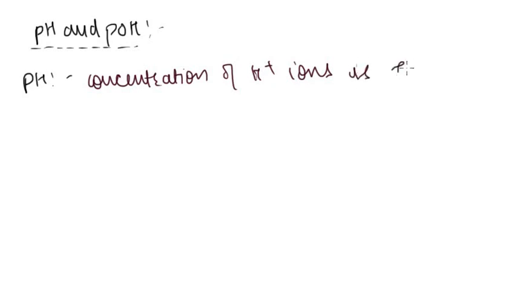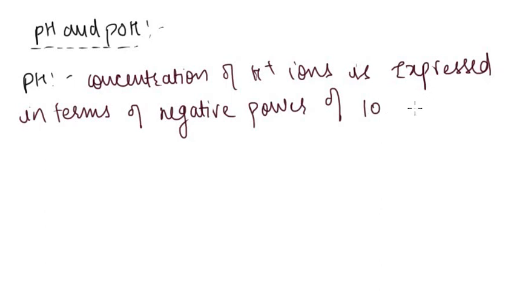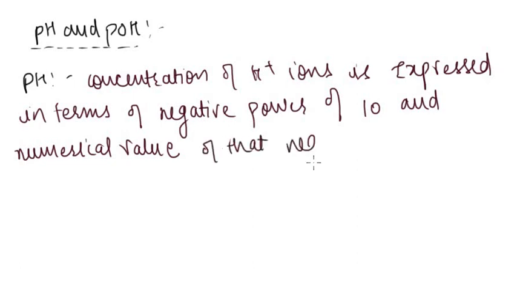But if you go to the quantitative term, what is pH? The concentration of H plus ions is expressed in terms of negative power of 10, and the numerical value of that negative power is known as pH.